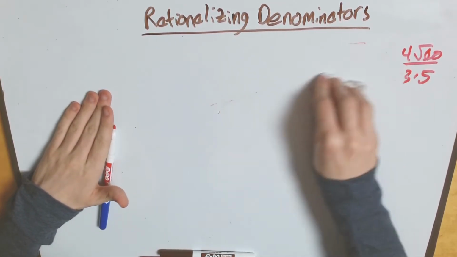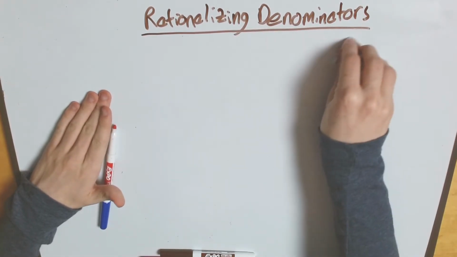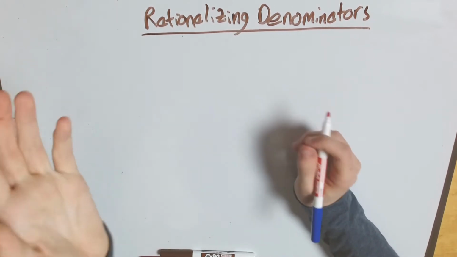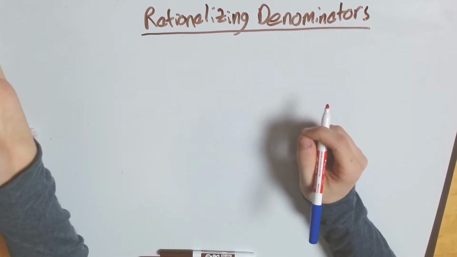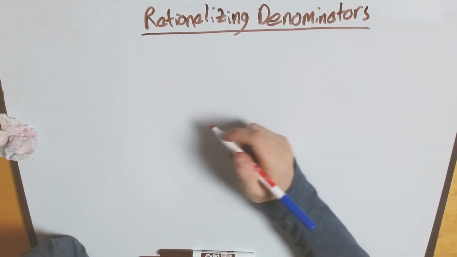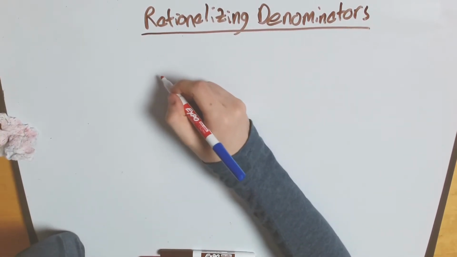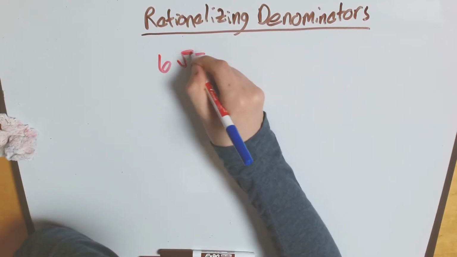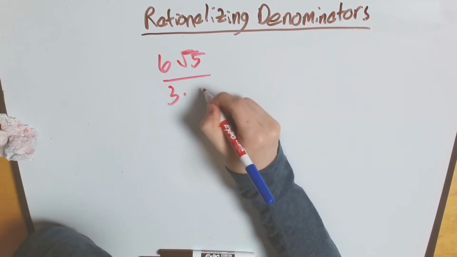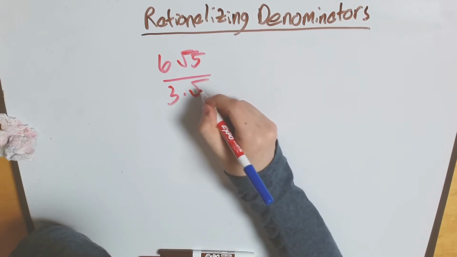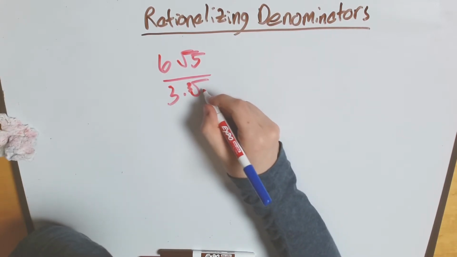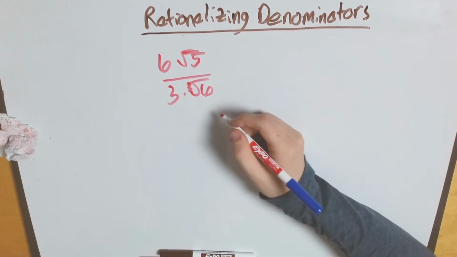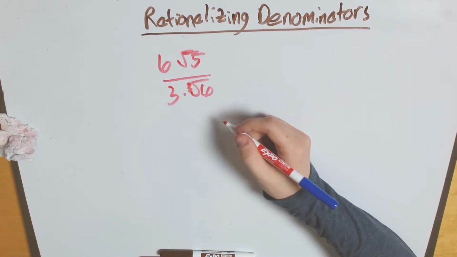And to end, we're going to do one last challenging problem, and it'll kind of test our abilities, because up until this point, we've been dealing with square roots, but you might also deal with other types of roots, right? Like a cube root. Let's say we have something like 6 root 5 over 3 times the cube root of 6. Cube root of 6. How can we get rid of that?